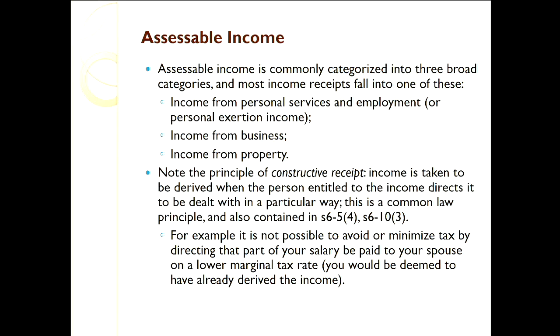Well, it'll work in this sense. Yes, you can get the money sent to your spouse's account, but it's not going to change the tax outcome. It'll all be taxed in your hands at your marginal rates because of the principle of constructive receipt. The law will regard you as having derived all the money. Why? Because it's yours. And you've exercised control and authority over it, and you can't change that outcome by telling your employer to send part of it to your spouse.